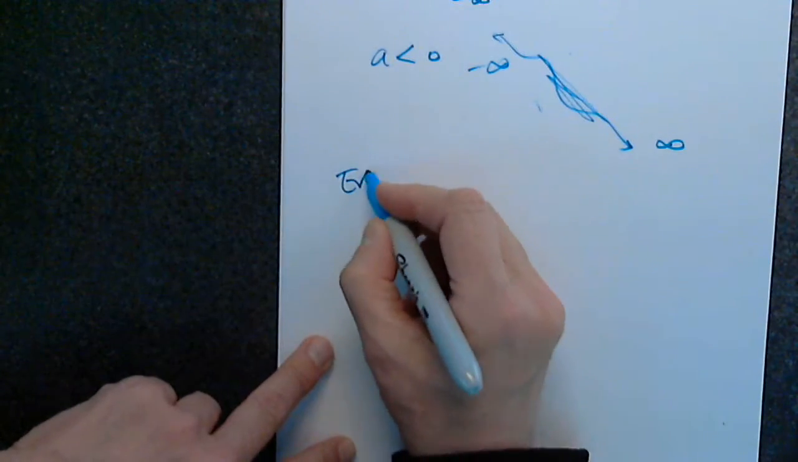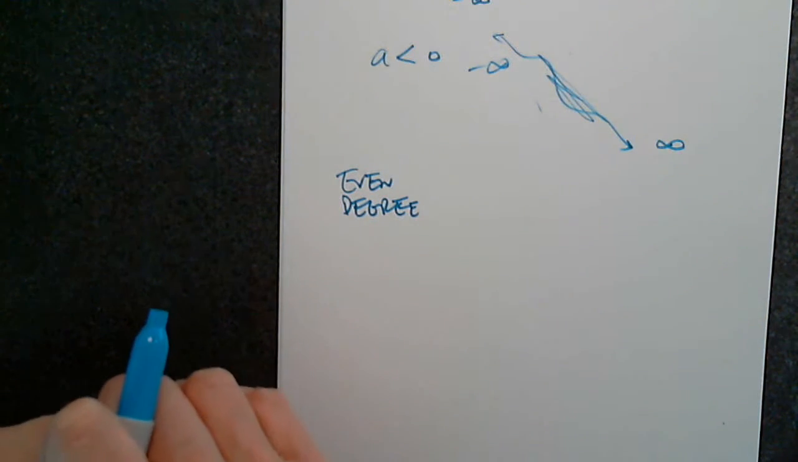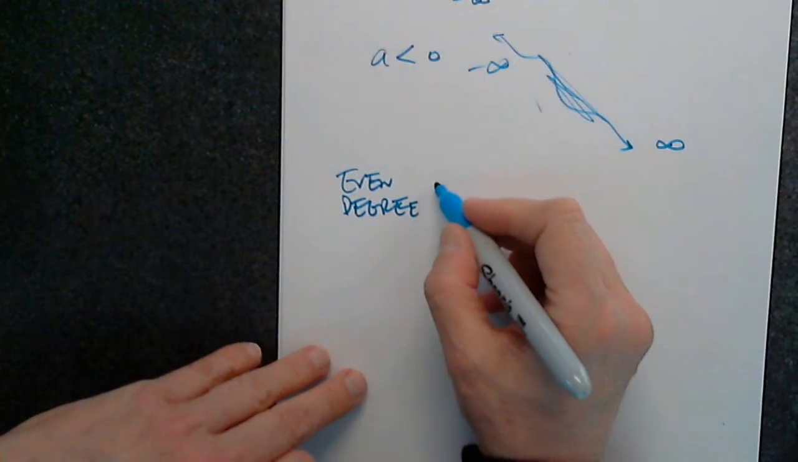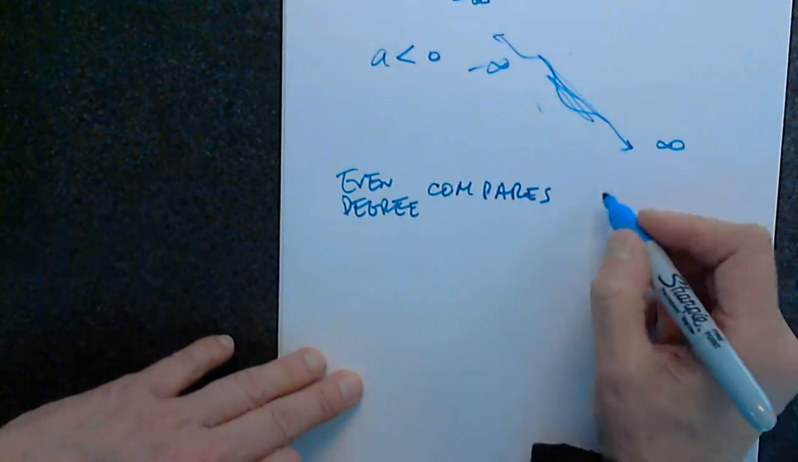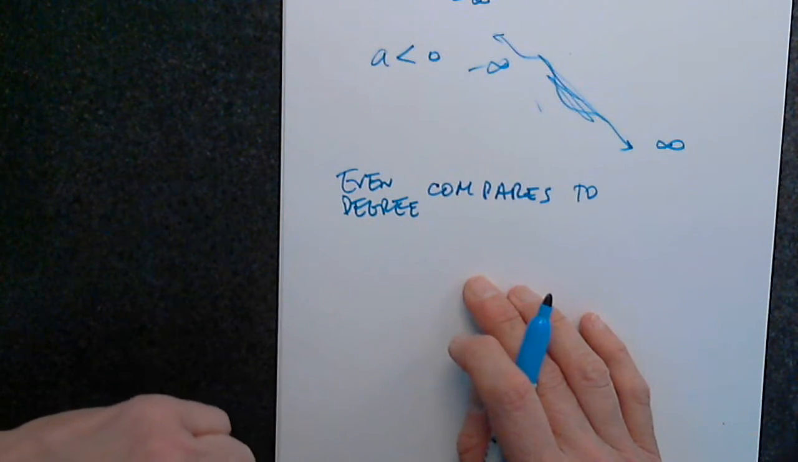Now for the even degree, it will behave identically with what? It compares or behaves like the next in line after the linear.